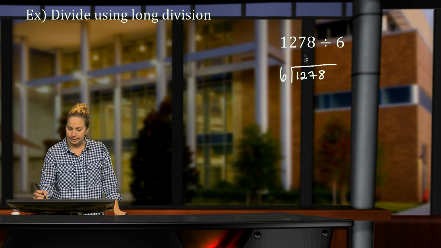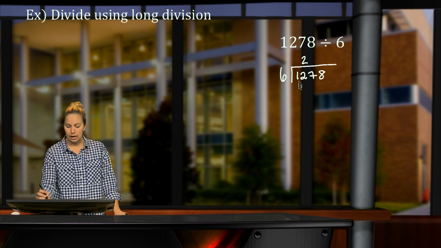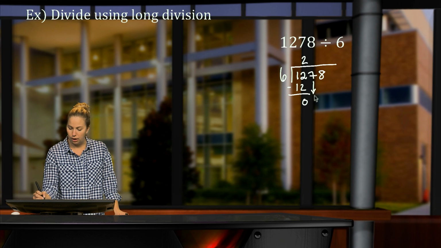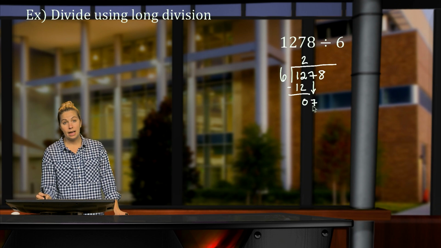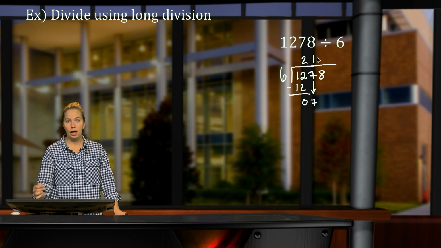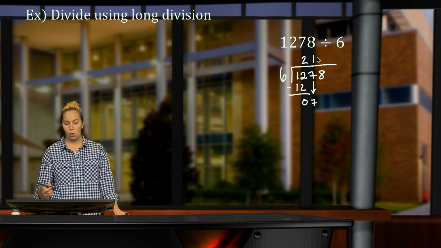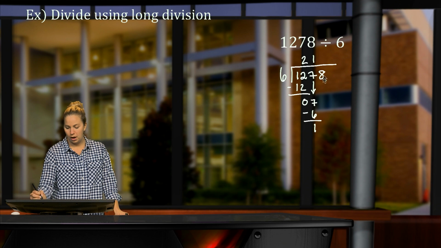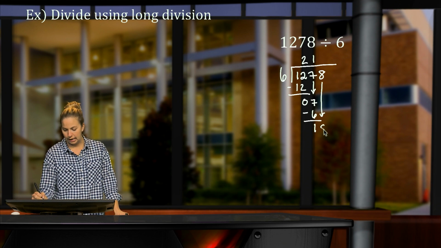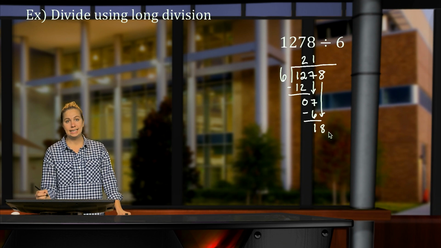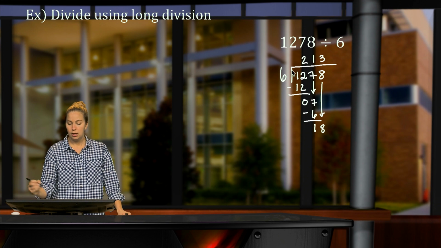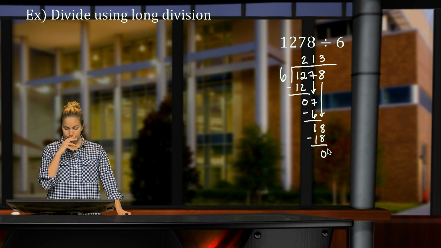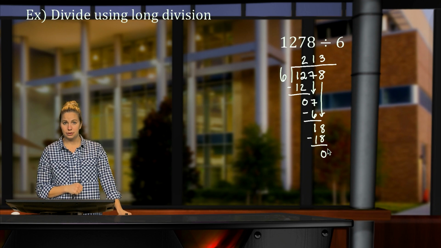So 12 divided by 6 is 2. 2 times 6 is 12. We subtract, we get 0, and we bring down the 7. 7 divided by 6 is 1 with some left over, but it's still 1. 1 times 6 is 6. We subtract, we get 1. We bring down the 8. 18 divided by 6 is 3. 3 times 6 is 18. We subtract and we get 0. Now we're done. Our remainder was 0.